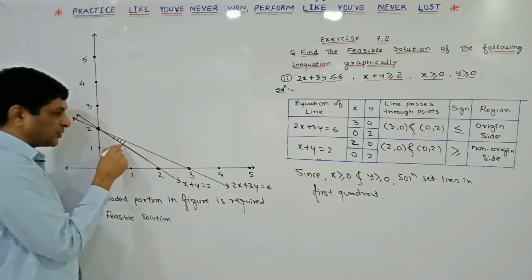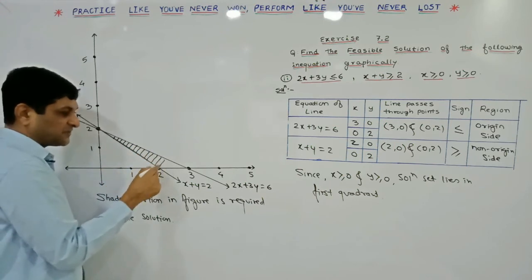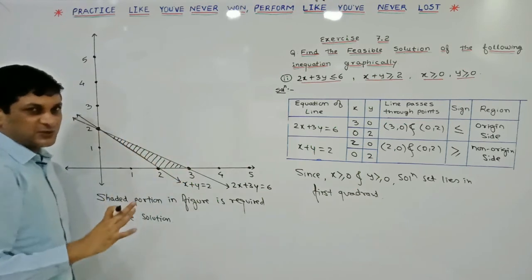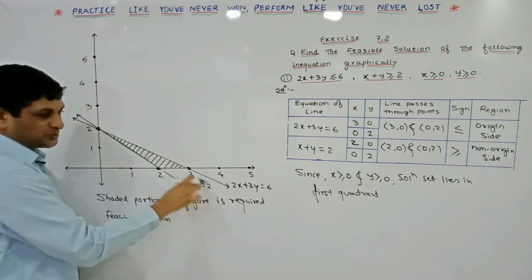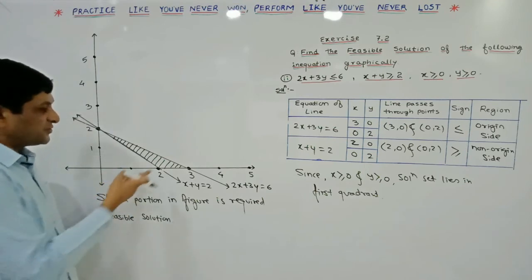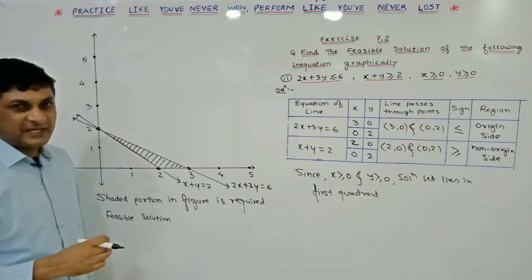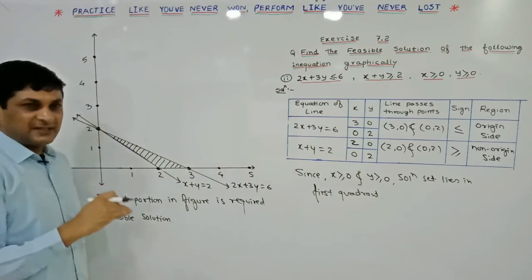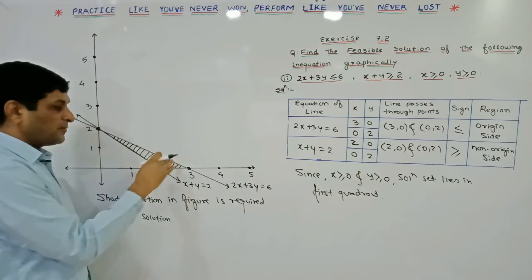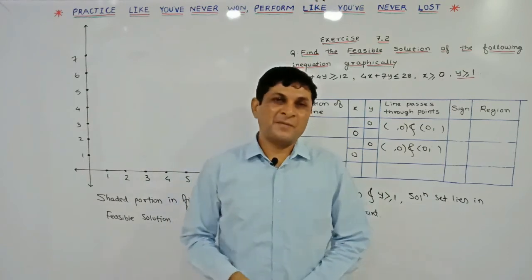So this shaded portion means the set of all the points in this shaded portion satisfies all the constraints, and our solution set lies in what? First quadrant. So we are not able to shade this portion because this is not part of the first quadrant. In this way we have got the set of all points which satisfies all the 4 constraints, and such a region is called a feasible region, and the set of all points is called what? Feasible solution.